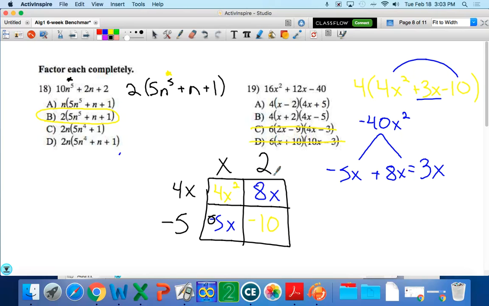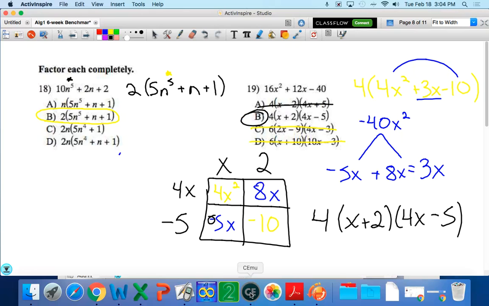And now is when I double check to make sure it all multiplies back in correctly. 4x squared, good. 4x times 2 is 8x, good. Negative 5x and negative 10, good. Thus, my final answer should be my 4 that I started off with times x plus 2 and 4x minus 5. Oh, close. Got the signs backwards. X plus 2, 4x minus 5.